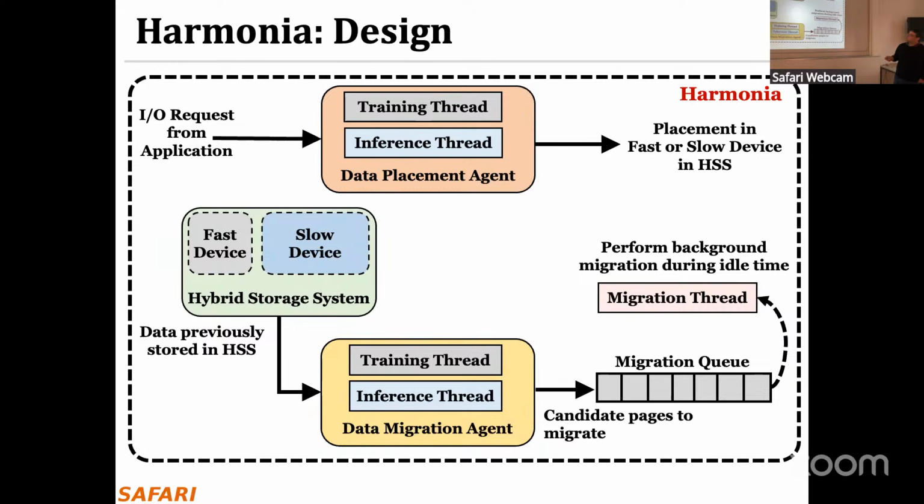Both the placement and the migration are sometimes happening on the same device. We don't want to step on each other's shoes. So basically, we look at idle times to perform these migrations. And then by using the reward, we actually do the coordination between the two agents.